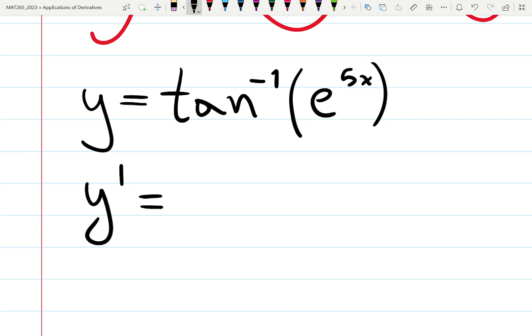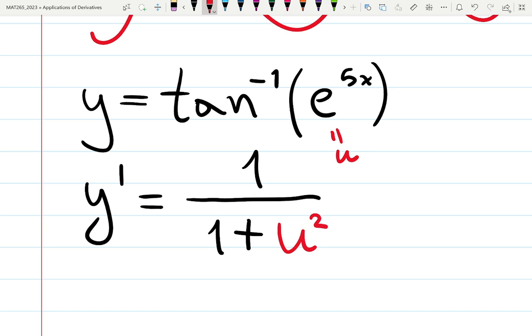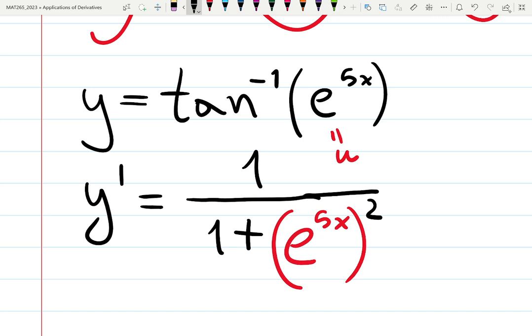Tan minus 1 of u, I see that first. And I'm recognizing that it is not tan, it's arctan. Arctan, Julia told me it's 1 over 1 plus input squared, or input squared plus 1. So it's going to be 1 over 1 plus u squared. I know it's going to be e to the 5x, squared. Does this step make sense?